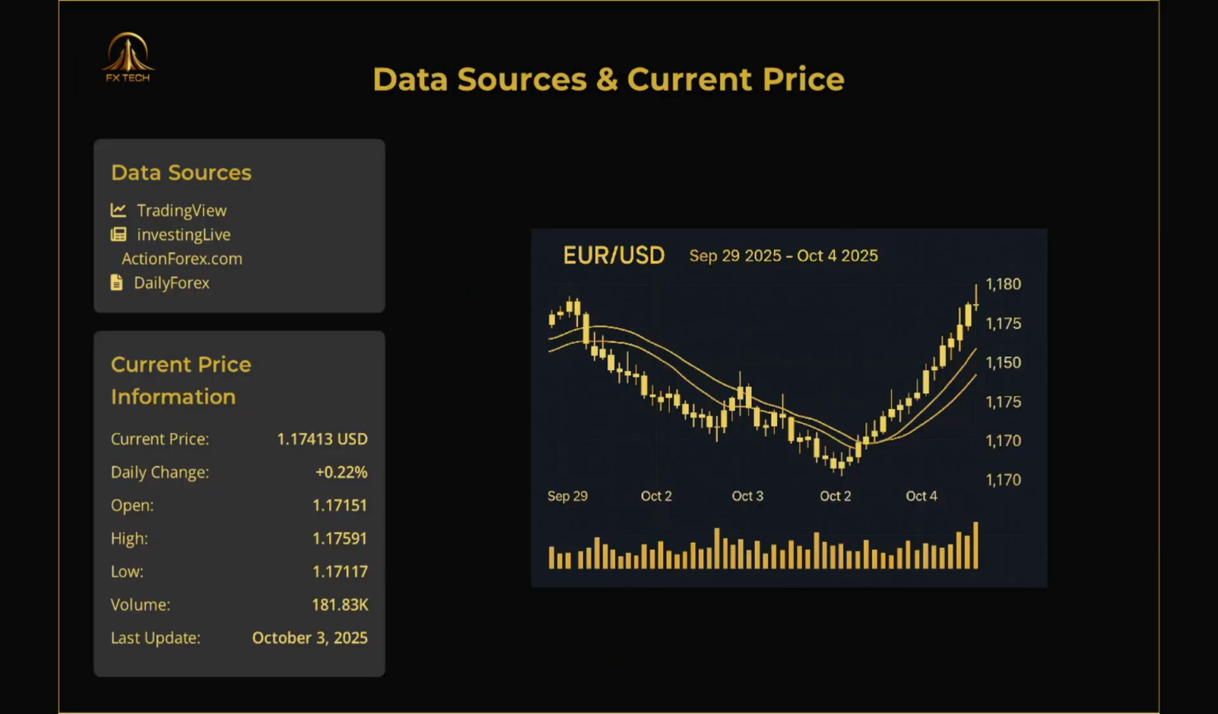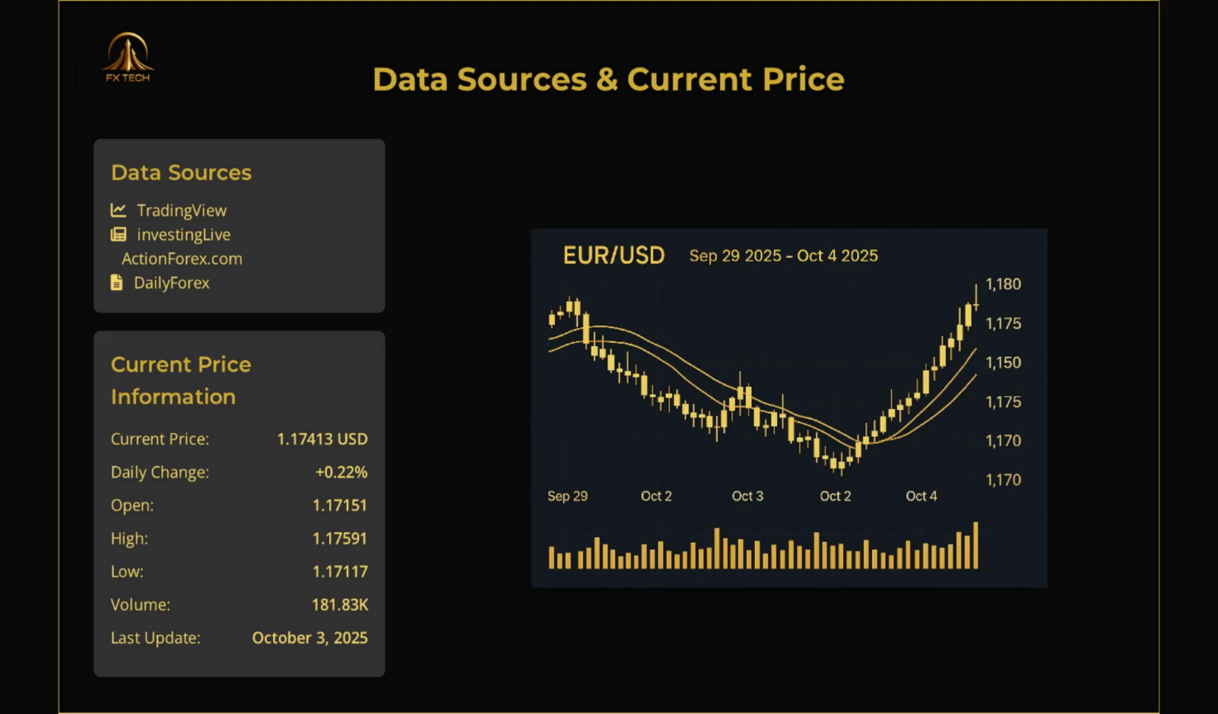Let's start by examining our data sources and the current price information for the EUR/USD pair. Our analysis draws from four leading financial platforms: TradingView for real-time price data, investingLive for market commentary, ActionForex for technical analysis, and DailyForex for comprehensive forecasts.